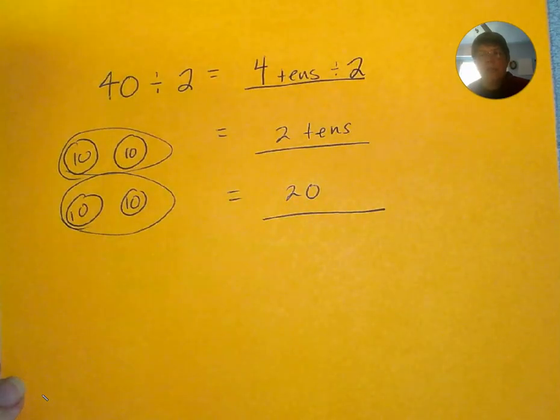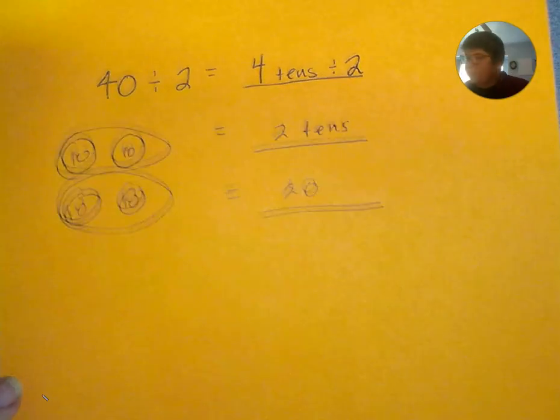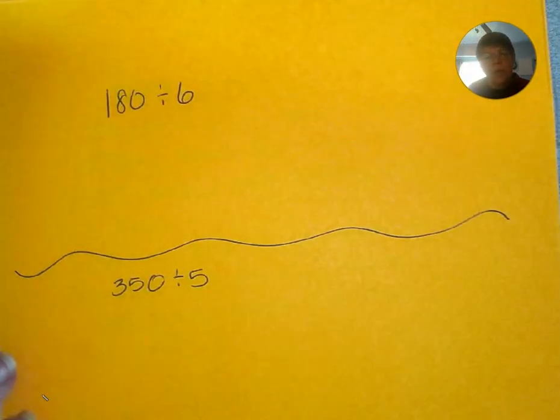Once again, it helps to know our multiplication facts and our division facts, which are the opposite. 2 times 2 is 4. 4 divided by 2 is 2. Awesome. Let's go to another one.